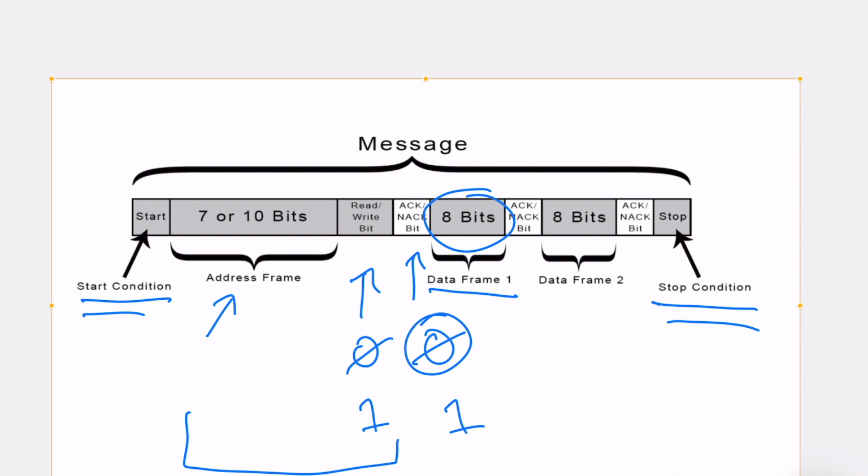After every 8 bits, an acknowledgement is required from the slave to ensure that it received the message. Another data frame of 8 bits is sent here, and another acknowledgement from the slave here, and then we reach our stop condition.